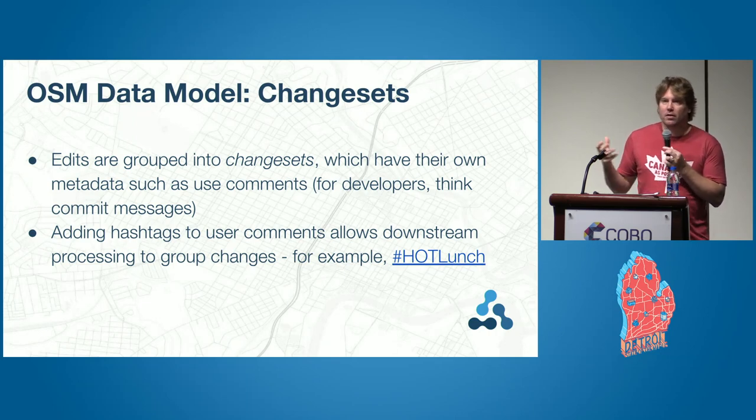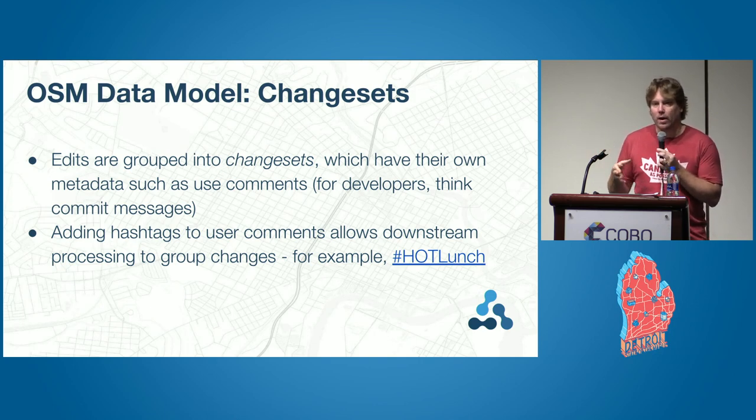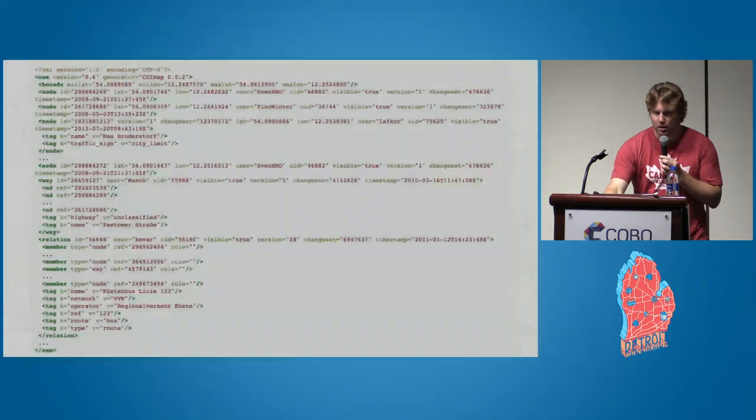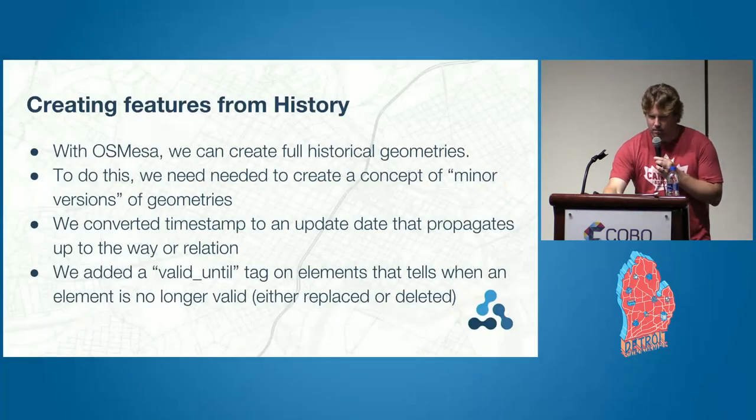Change sets are these non-atomic things that are really useful for conceptually grouping edits together. The problem is that they can overlap with one another, so things get a little bit chaotic. But by thinking in terms of change sets, it means that any edits that occur within a change set to an individual way only get chunked out to a single geometry change. So we have the notion of minor versions, which is if you create a way, it refers to a bunch of nodes. If you move any of those nodes, it actually changes the geometry of the way.